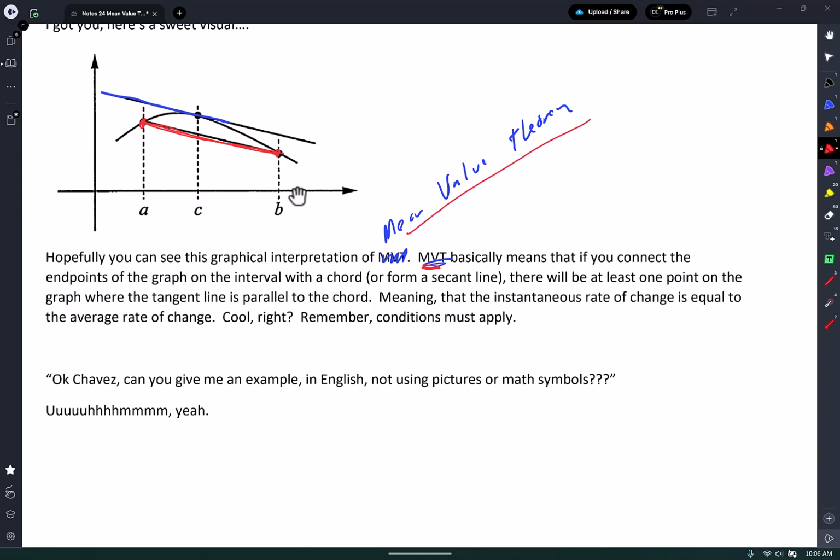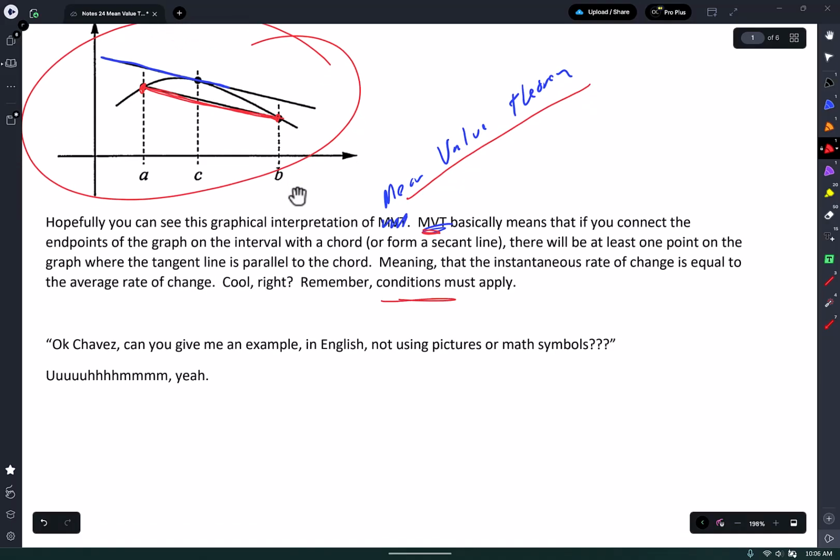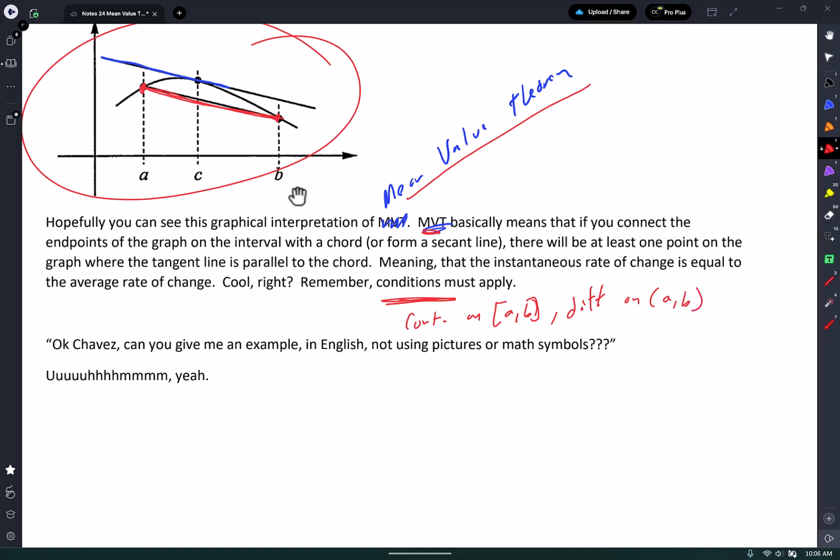And look, there will be at least one point on the graph where the tangent line is parallel to the chord. That's what this is right here, meaning that its instantaneous rate of change is equal to the average rate of change. Cool, right? Remember, conditions must apply. So what conditions are we talking about? Continuous on the closed interval A to B, differentiable on the open interval A to B. Kind of similar to when we say f prime is greater than 0: f is increasing on the closed, but f prime is positive on the open.